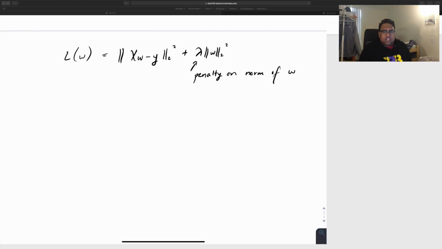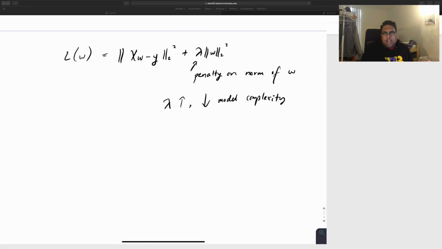Okay, and the reason we do this is it ensures that the entries in our w vector don't become too large, because that represents increased model complexity. So what a larger lambda does is decrease model complexity.